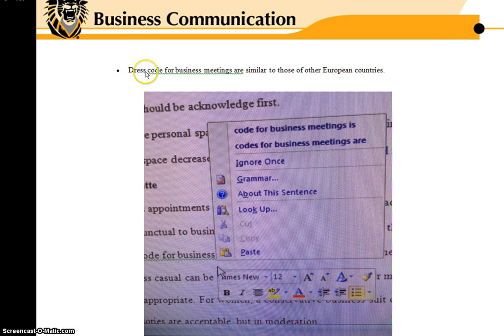Okay, I'm reading the memo in Word, and right away I see something underlined in green, which means there's something odd in grammar. But if I right click it, I get two possible grammatically correct replacements. The dress code for business meetings is similar to those of other European countries. Dress codes for business meetings are similar to those of other European countries. Here it is, friends. Technology has enabled perfection.